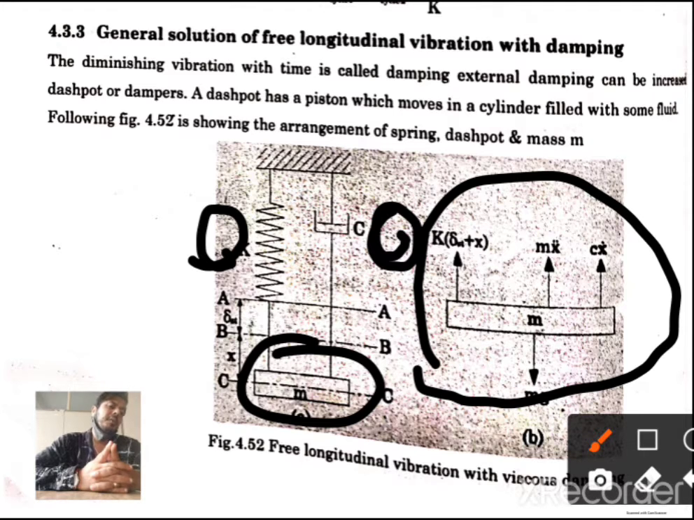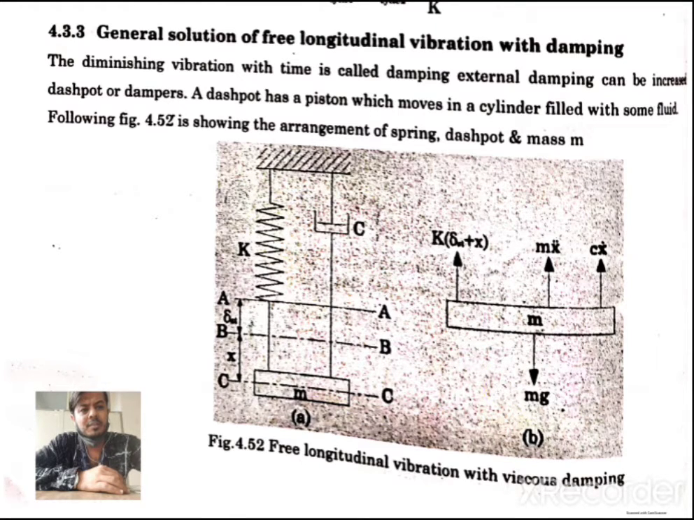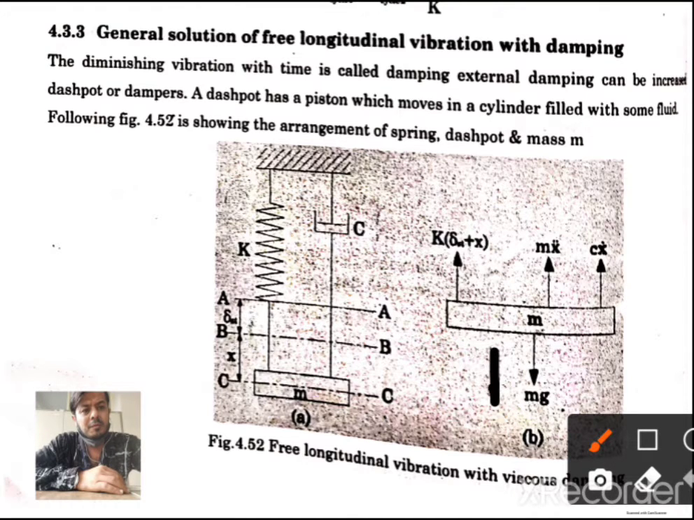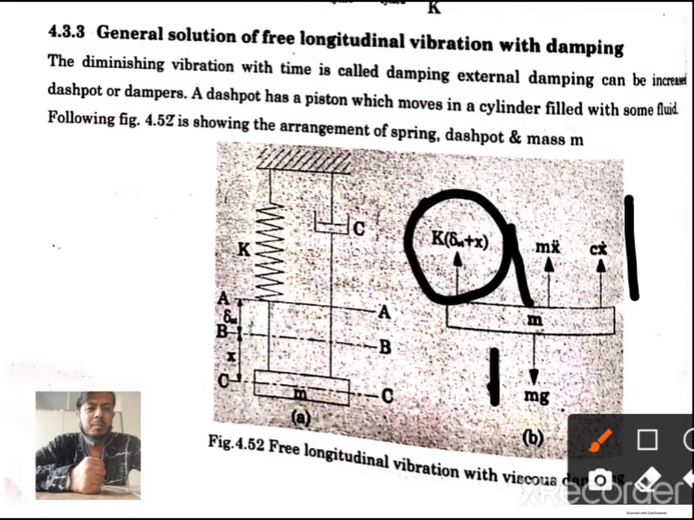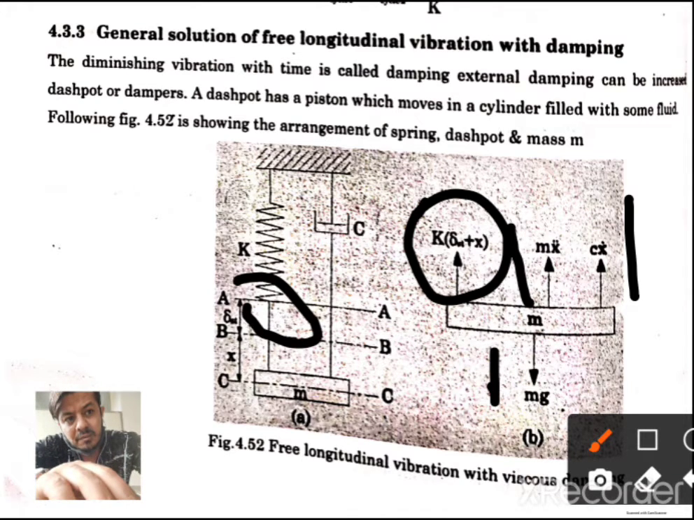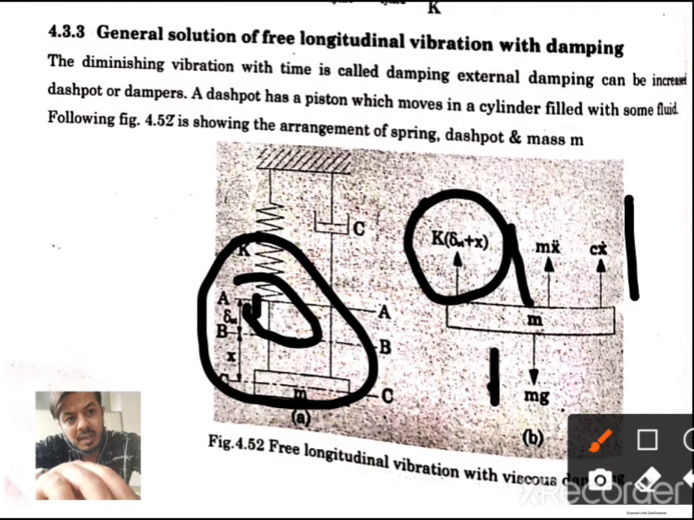Now we are moving to the free body diagram. The forces acting: first, there is a force in the downward direction due to the load. Then there is the inertia force, which opposes the accelerating force, m x double dot. Then there is the damper force, c x dot. In the upward direction we see the restoring force: when we pull the spring, the force it applies to come back to its position is k(delta x plus x). Delta x plus x is the total deflection of the spring after applying the force and load, where x is the additional deflection. That's why here it is k(delta x plus x).